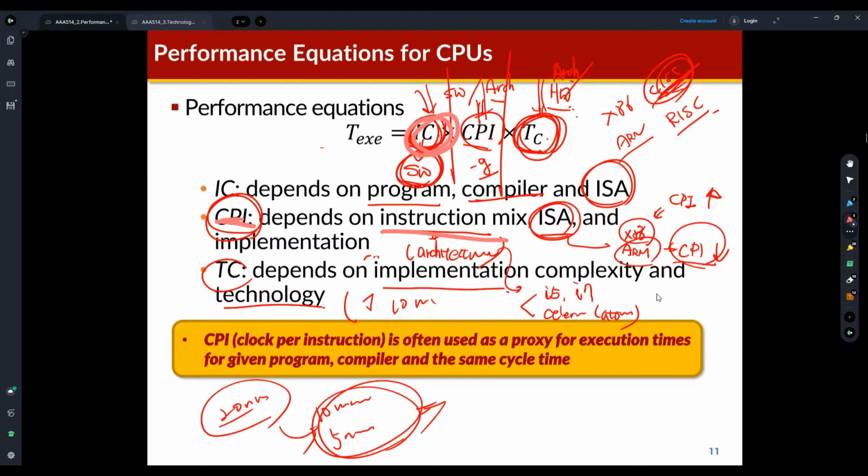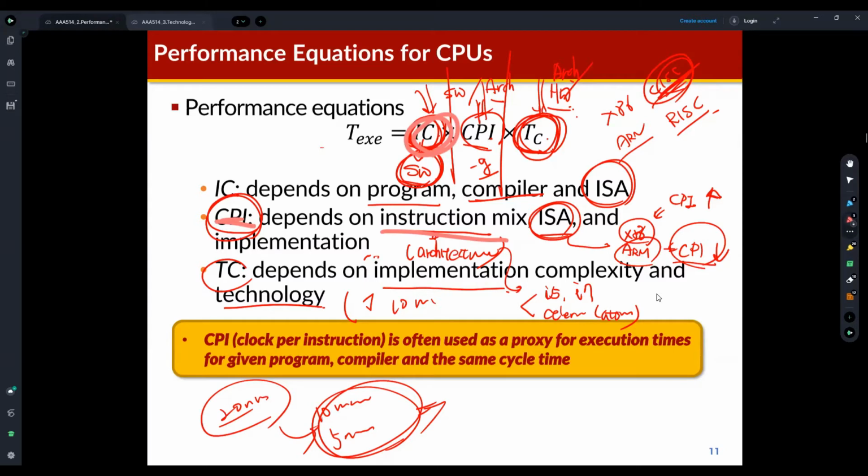Usually the arithmetic and logic instructions have fixed latency, but the branch instructions or some memory instructions have various execution cycles. So the CPI of the software can be influenced by this type of instruction. So CPI is also influenced by instruction mix, and then also ISA. Architecture also influences the CPI.